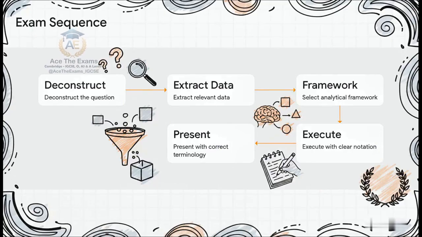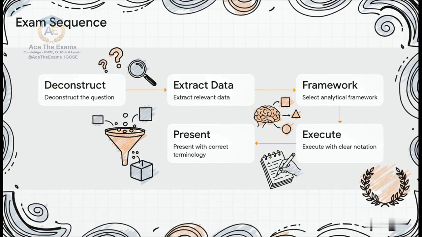Now let's translate those 4 phases into a standardized 5-step sequence for the actual exam hall. Let's imagine another student, Sam. Sam is super smart, but under the pressure of the clock, Sam rushes and completely misses the command word requirements. To avoid Sam's fate, you follow this exact sequence.